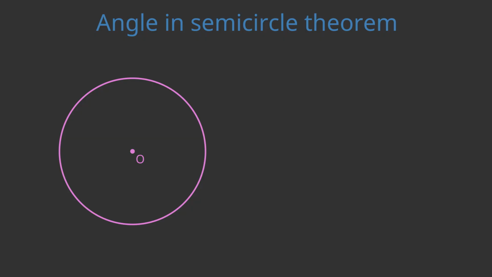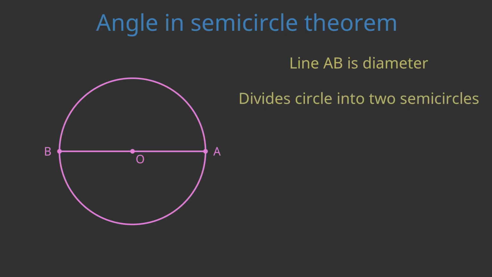Here is a circle with centre O. We draw a line AB that passes through O. Line AB is a diameter of the circle. A diameter divides the circle into two semicircles.